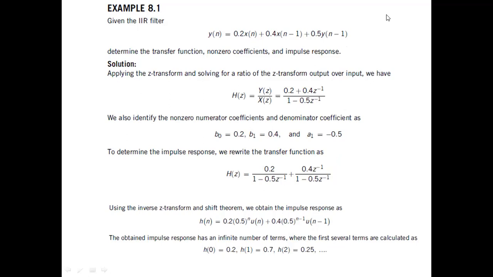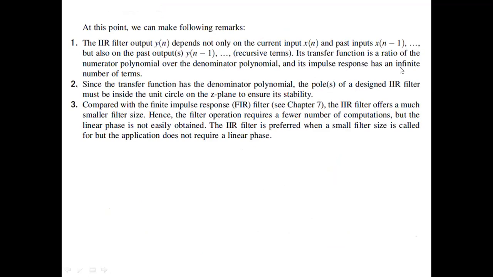Let us continue. So, what are our conclusions? It's been a long time since we studied the FIR filters, so let us see what things to remember. An IIR filter output depends not only on the current and past inputs, but also on the past outputs. So it's recursive, with a numerator polynomial over a denominator polynomial. The impulse response has an infinite number of terms because of the denominator and the recursive nature. That's why it is called infinite impulse response.